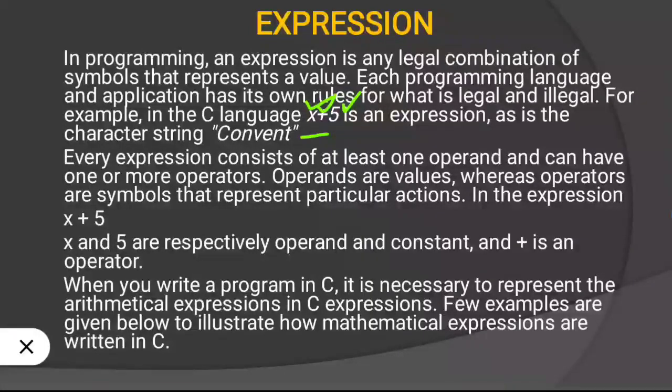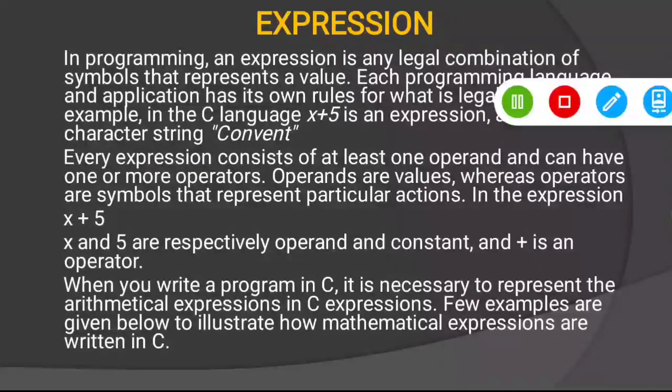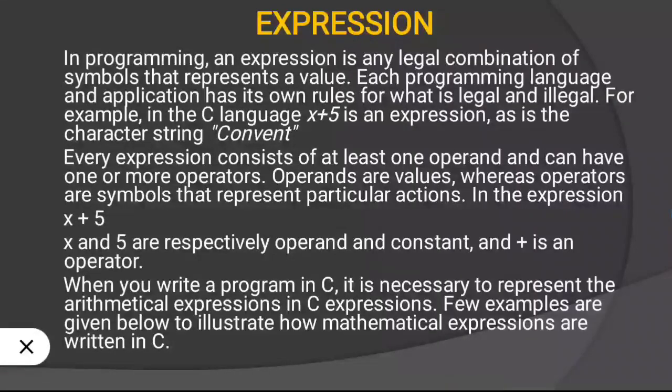Okay, age is the character string constant. If we write it like this, then it will be treated as an expression. Every expression consists of at least one operand and can have one or more operators. In an expression, at minimum we will write one variable and one or more operators.